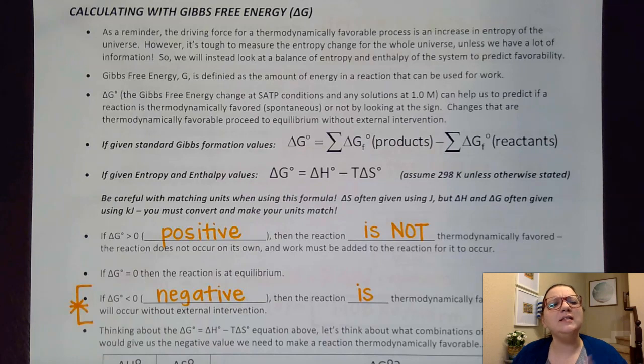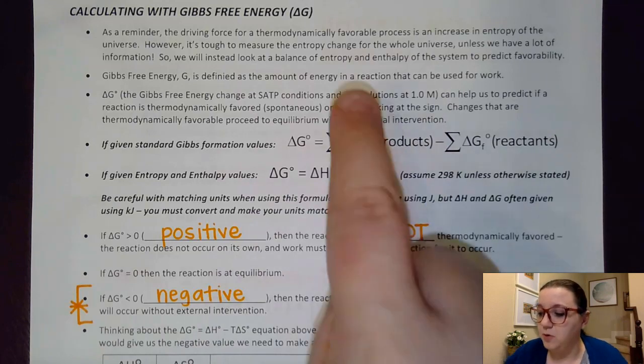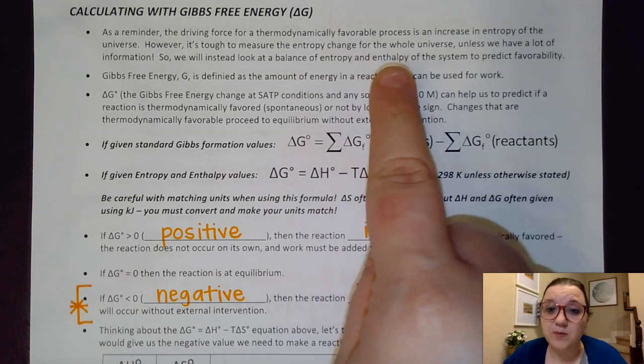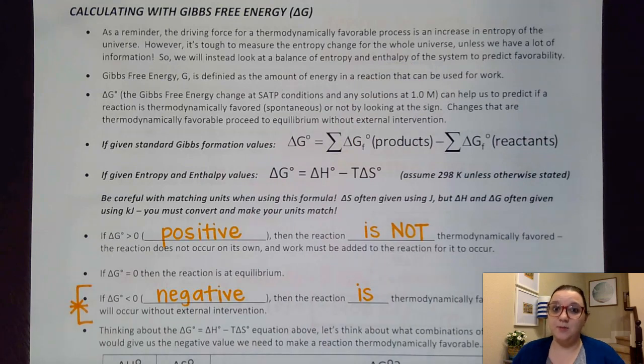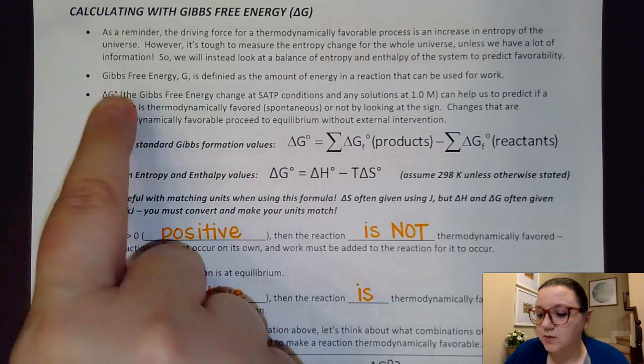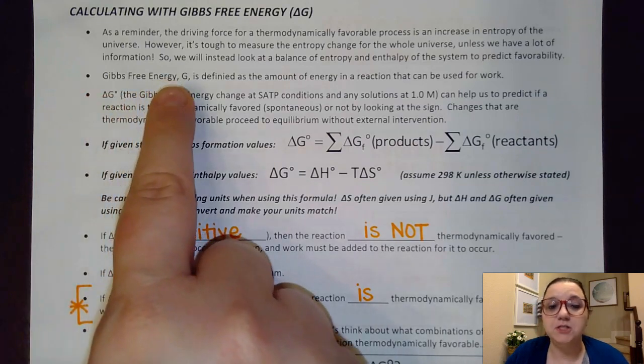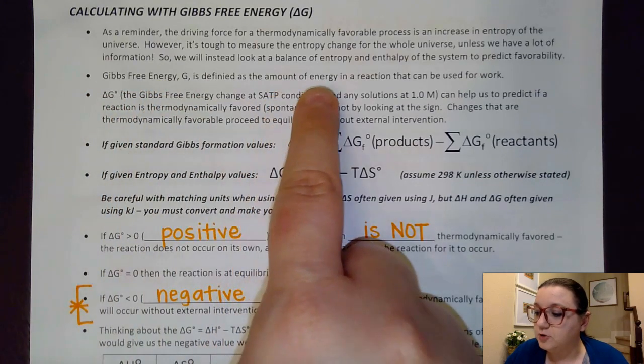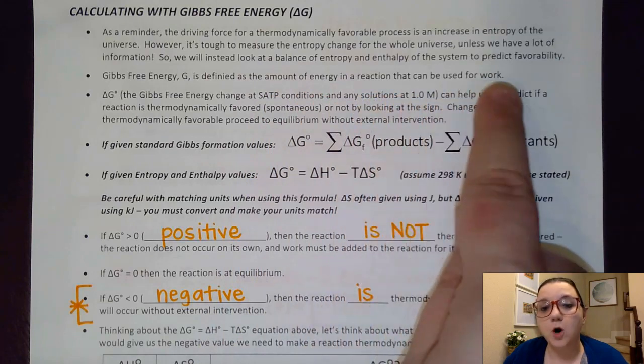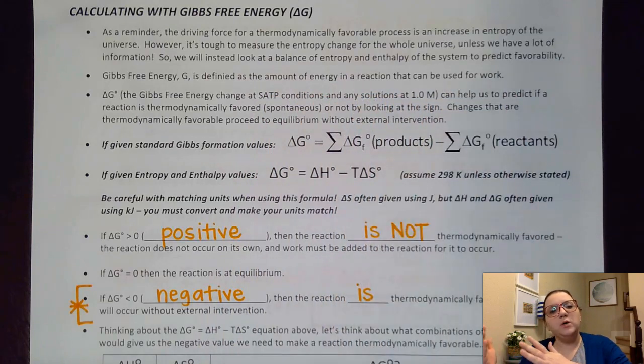And so we're going to instead need to look at a balance of both entropy and enthalpy to determine thermodynamic favorability instead. And the way we're going to do that is by utilizing what is called Gibbs free energy, which is defined as the amount of energy in a reaction that can be used for work. And what we want to do is look at the Gibbs free energy change for a process, and by looking at that change we can determine if a process was indeed thermodynamically favorable.